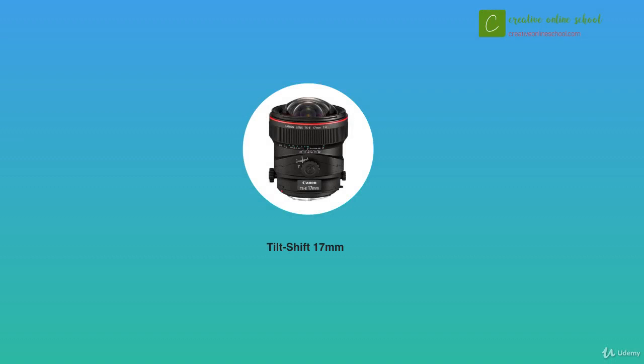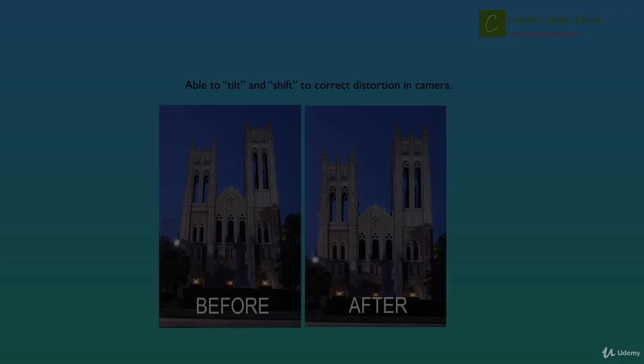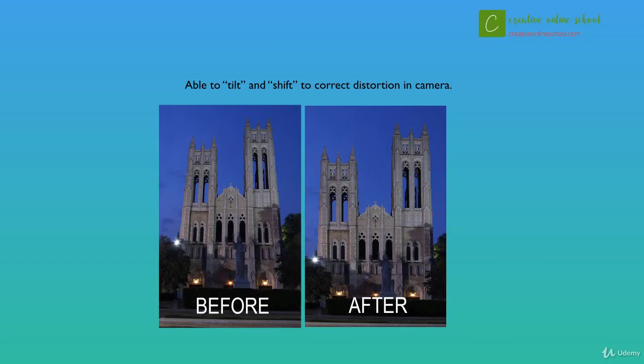The last lens we'll talk about is a tilt-shift 17 millimeter lens. This is the Mac Daddy that takes some skill to operate, but it affords you the advantage of a wide angle, and at the same time allows you to tilt and shift the lens to fix distortion in camera, so you're not having to do it in post-processing.